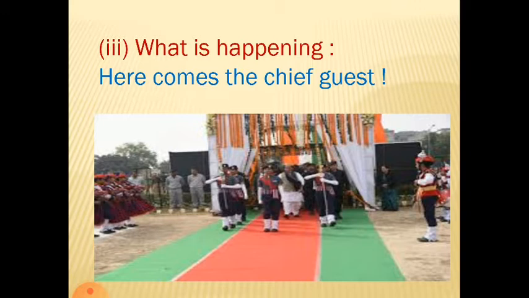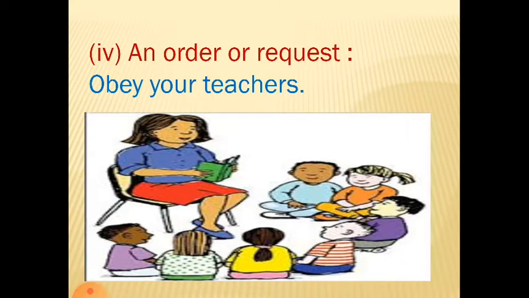What is happening? When we are talking about some event, and that too in the exclamation mark. Here comes the chief guest, or here comes the bride. So these are the sentences which show exclamation of someone's arrival or some event that is happening, and that is in the simple present tense. An order or request: obey your teachers, sit down, stand up. So these are the sentences that are always in the simple present tense.